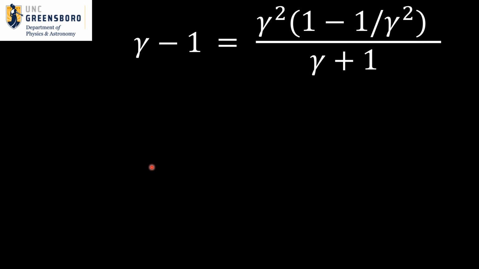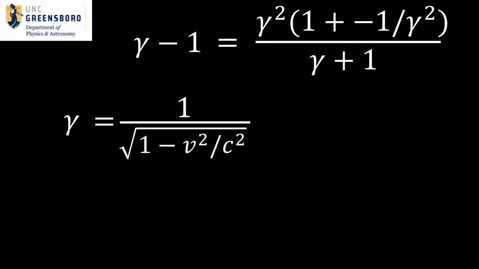And now I'm going to take another step that, again, is not at all obvious. I am doing this one specifically because I think it makes the subsequent steps a little easier to see. What I'm going to do is, instead of leaving it as 1 minus, I'm going to change it to 1 plus negative 1 over gamma squared. And you'll see why in just a moment, but now let's focus on gamma.